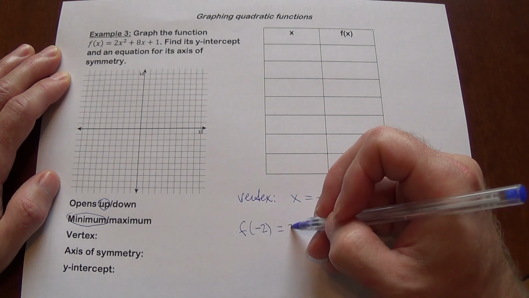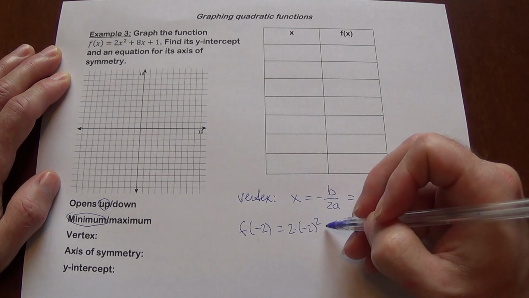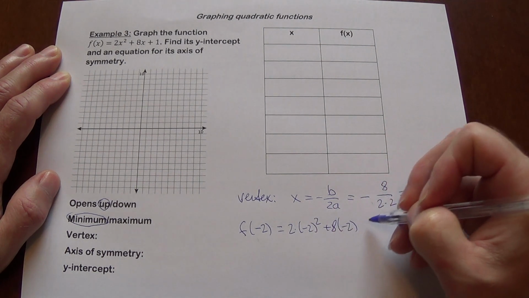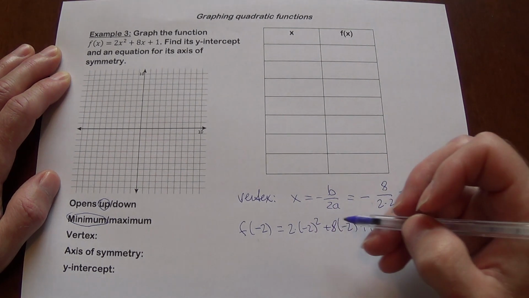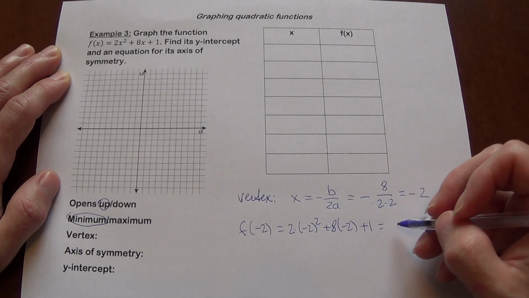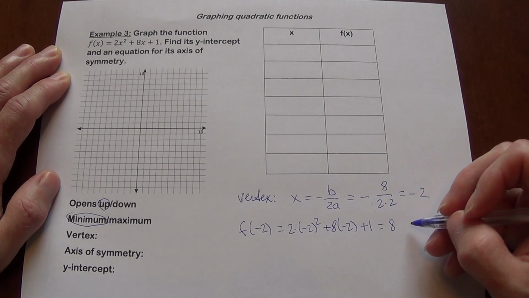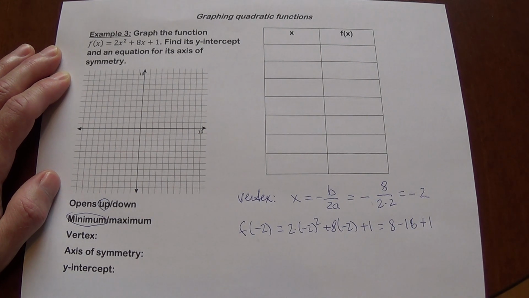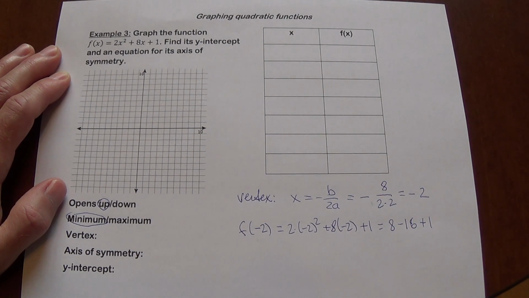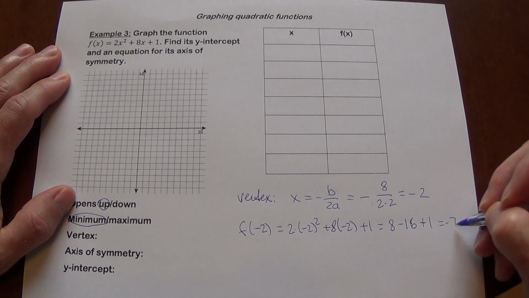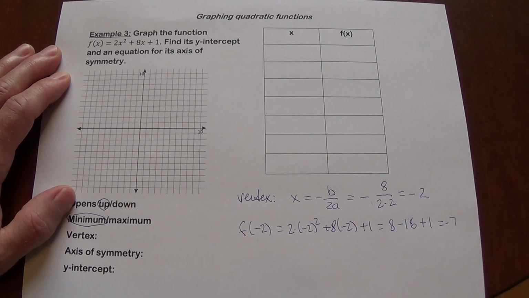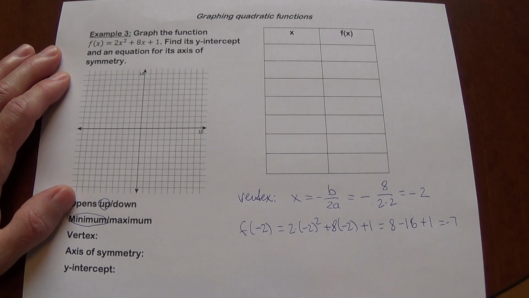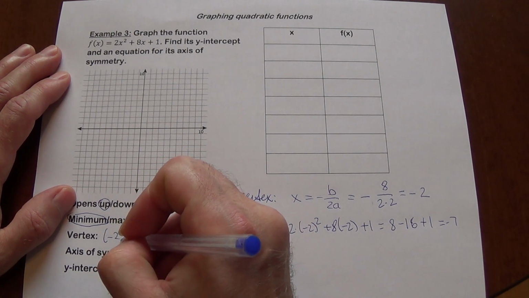Right? So now we need to find the value of y. 2 times negative 2 squared plus 8 times negative 2 plus 1. 2 squared is 4 times 2 is 8. 8 times negative 2 is minus 16 and plus 1. So 8 minus 16 is negative 8. Negative 8 plus 1 is negative 7. So our vertex is negative 2, negative 7. We can write it here.